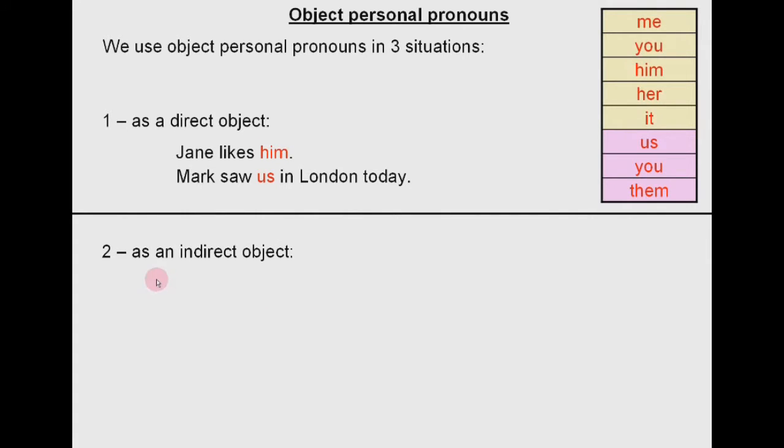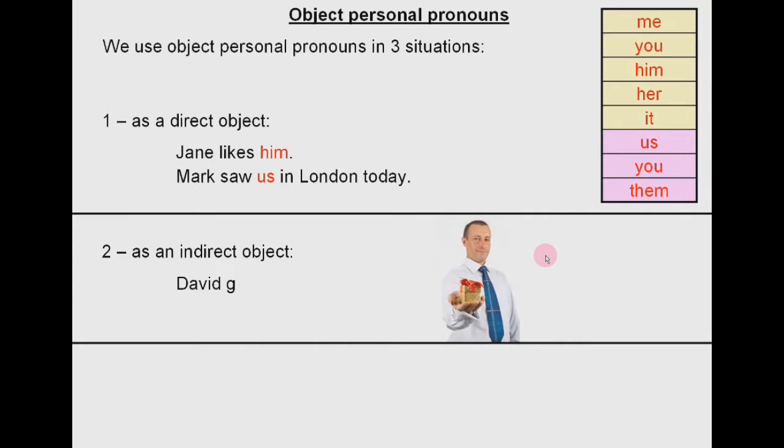Second situation, as an indirect object. David gave me a present. She is telling them a joke. So in the first example here, David gave me a present. The direct object is present. David gave a present. And he gave the present to me. So me is the indirect object. Okay?